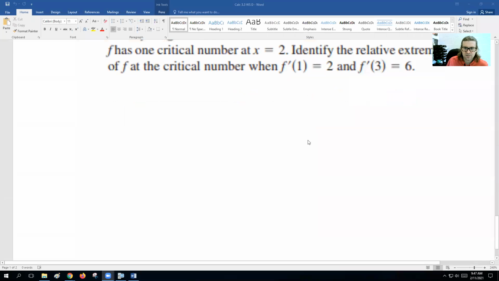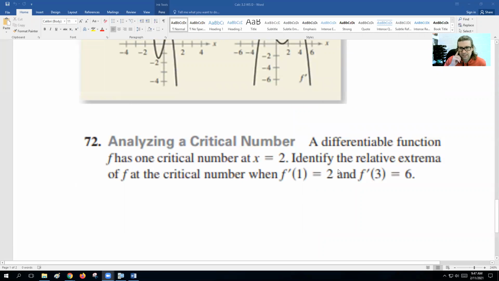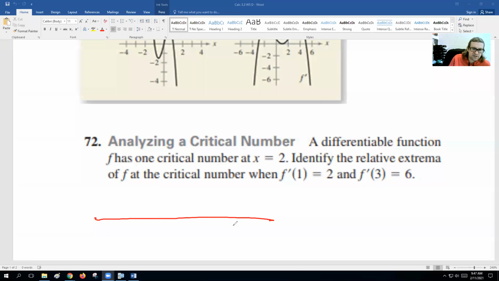Okay, not too bad. Just a couple more problems here. Last one here. This says a differentiable function has one critical number at x equals 2. So we've got a number line here, and it only has one of them at x equals 2. Identify the relative extrema of f if f prime of 1, okay, so that's a number less than 2, is 2. So the derivative value at 1 is 2.